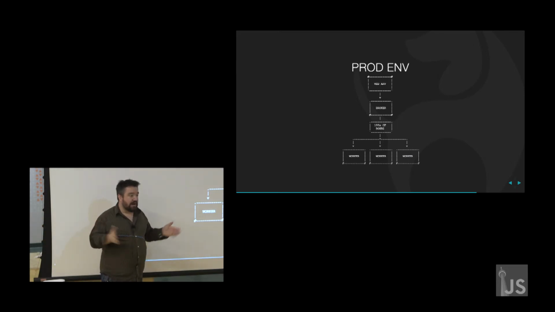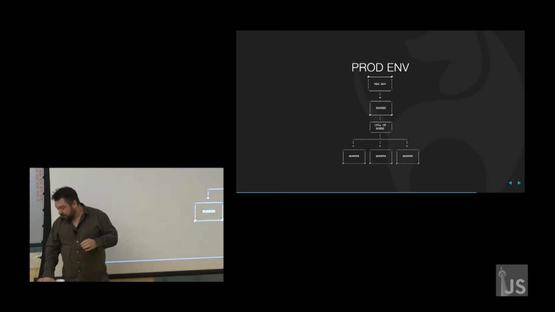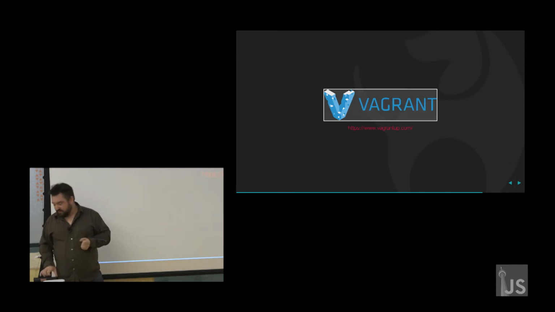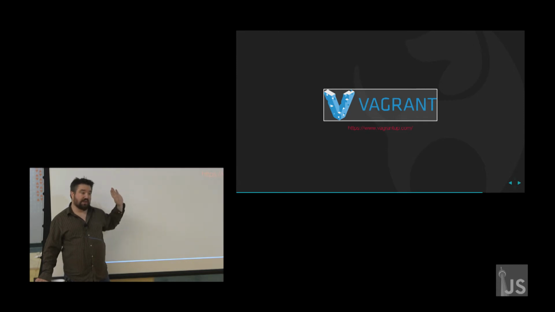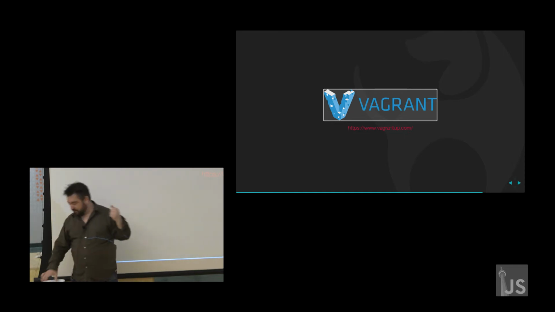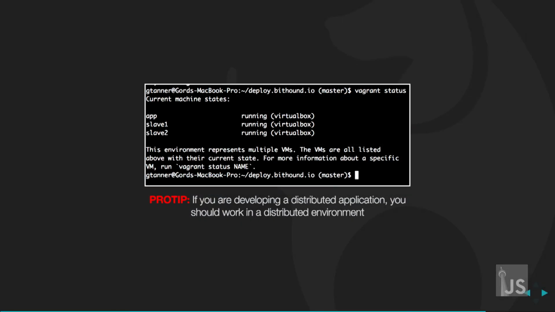A little slow. So all I can say, for the love of God, just pick a tool and build in a distributed environment. We picked Vagrant. It's a really awesome tool, whole other talk to give on it. It just allows you to have deployment-style VMs that you can destroy and bring up and down. So pro tip, if you're developing a distributed application, develop it in a distributed environment.